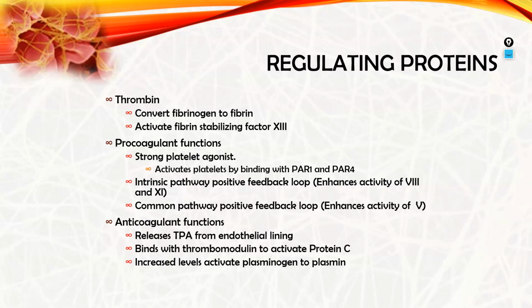Now, as the thrombin increases, some of these anticoagulation functions occur. Thrombin is partially responsible for releasing tissue plasminogen activator from the endothelial lining, and we'll talk more about that in the lecture on fibrinolysis. It also binds with a protein called thrombomodulin, and the thrombomodulin thrombin complex activates protein C. And we'll talk about that in just a minute. As the thrombin continues to increase, the high levels of thrombin are going to act on plasminogen and turn it to plasmin, and plasmin is what is going to break down the fibrin clot. So just as the fibrin's being made, it is starting the process to tear it down.